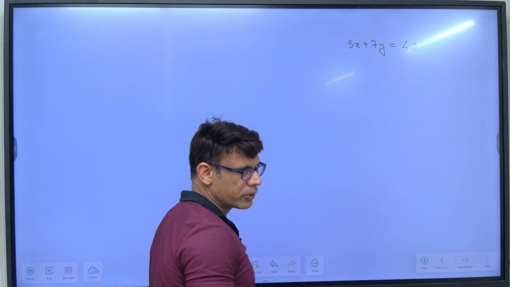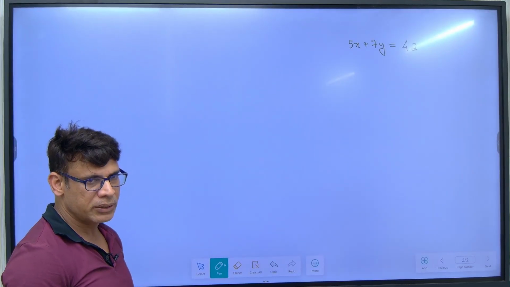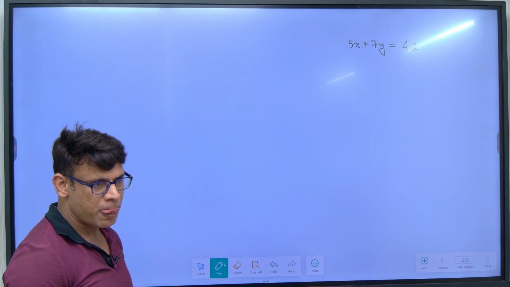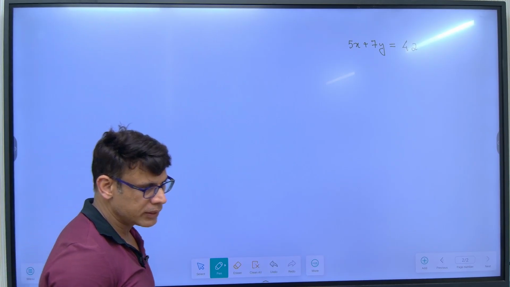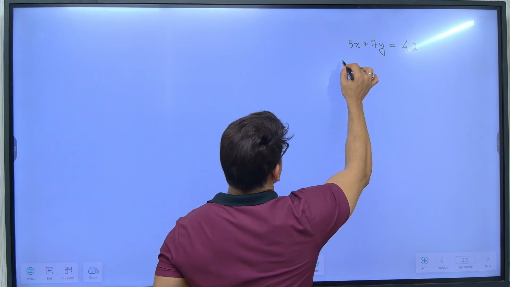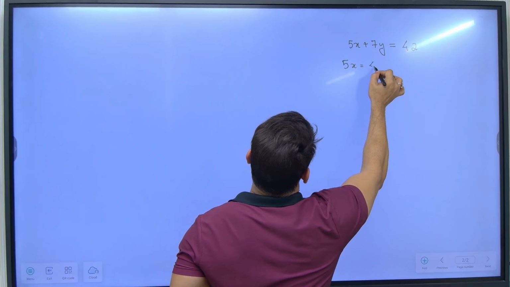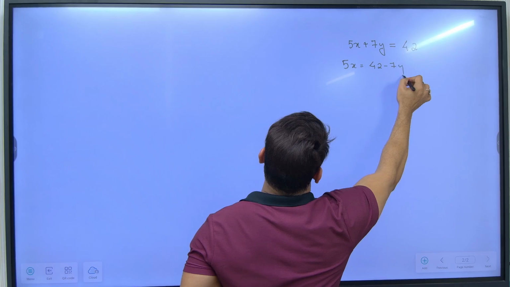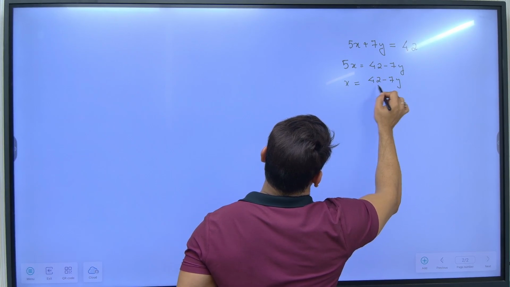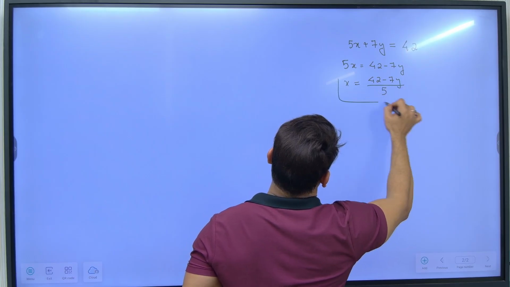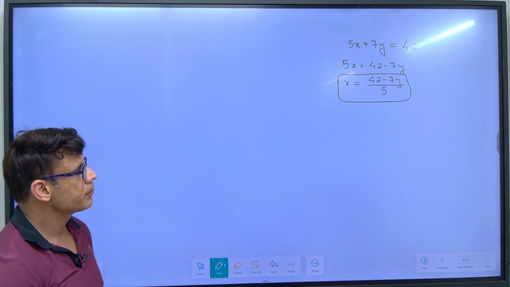Because they're asking you to find out the possible number of solutions which exist. The condition is that x and y both have to be positive integers. Right? So first of all, we don't know how to do it, so let us understand. In such cases, write everything in single variable form. Let's say 5x is equal to 42 minus 7y, and x is equal to 42 minus 7y by 5. You can write it like this.